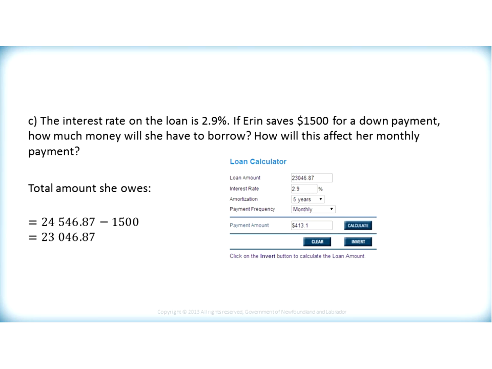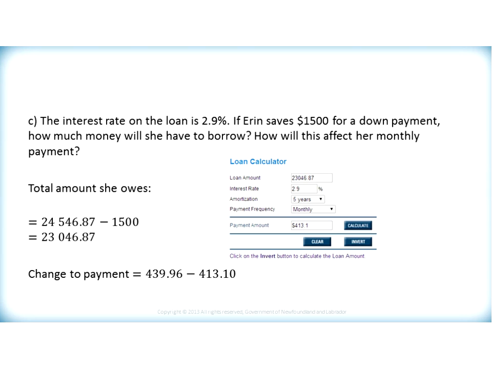So if we go into the BMO loan calculator again, we put in her numbers. The amount that she is going to need to borrow is $23,046.87. Her interest rate this time is 2.9%. And we said that her payments are over 60 months. Well, 60 months is actually 5 years, because every year has 12 months in it. So 5 times 12 will give us our 60 months. Her payment frequency is still monthly, which means she's going to have a monthly payment now of $413.10.